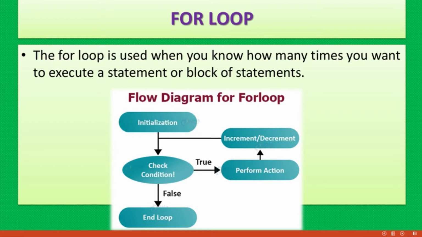So after giving the initialization, it goes to check the condition given here. If the condition is true, it performs the action. It increases the value of the variable. If it is a descending order, it decreases the value of the variable and again goes to check the condition. It repeats this till the condition becomes false.